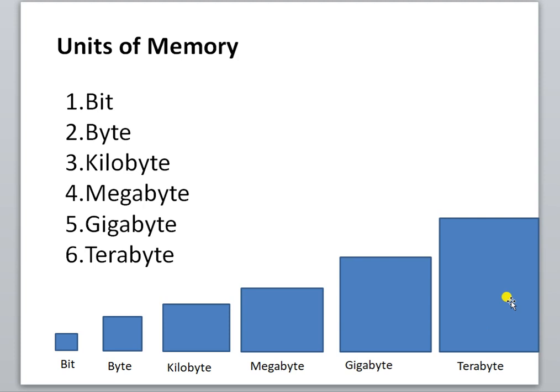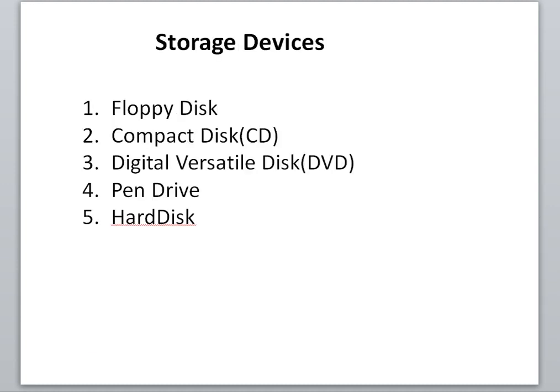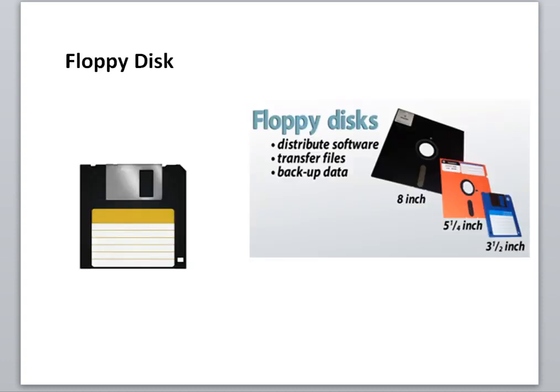I hope everyone understood these units of memory. Which are the units of memory? Bit, byte, kilobyte, megabyte, gigabyte and terabyte. Now let us see some examples of storage devices. There are 5 storage devices: floppy disk, compact disk, short form of compact disk is CD, digital versatile disk, short form of digital versatile disk is DVD, another one pen drive, and last one is hard disk. Let's see all of them one by one.